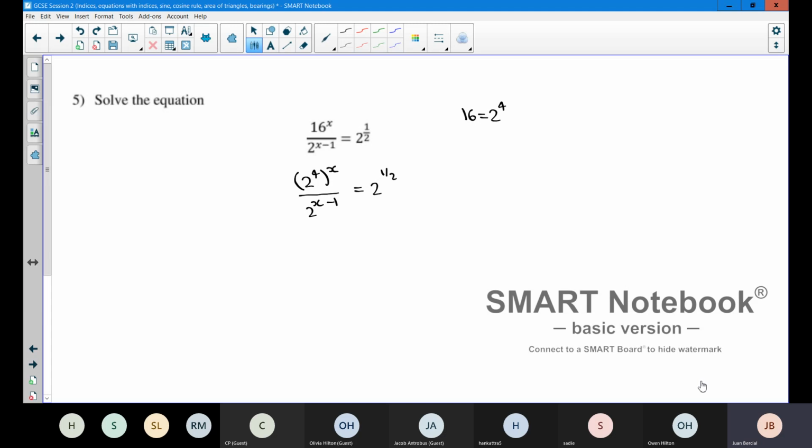So I'm going to give you a couple of minutes to see if you can anticipate the next steps. And if you're watching this at home, just press pause now and see if you can.